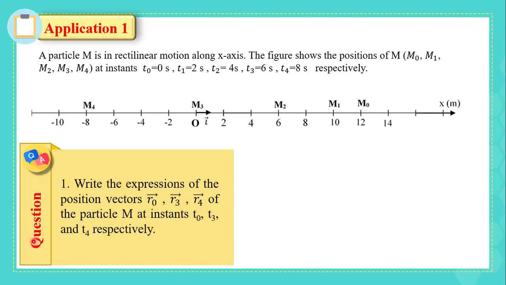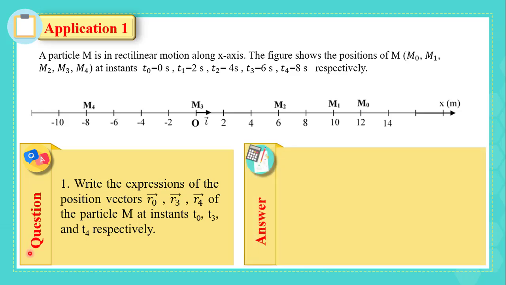In the first exercise, you are asked to write the expressions of the position vectors r0, r3, r4 of the particle m at instants t0, t3, and t4 respectively. From the figure, r0 is equal to the OM0 vector, which is equal to 12i, r3 is equal to 0 since the abscissa is 0, or since M3 is confounded with the origin, and r4 is equal to minus 8i vector.